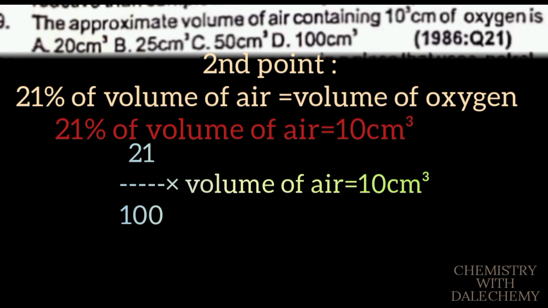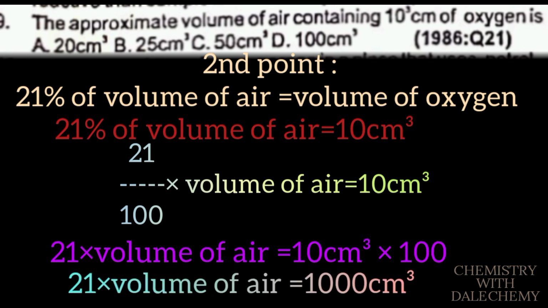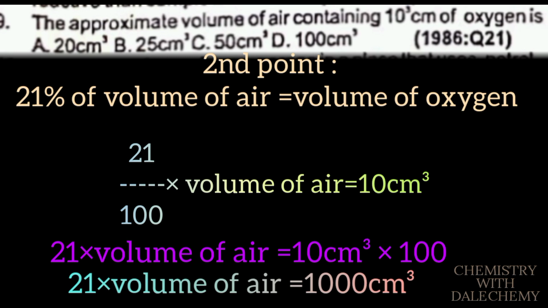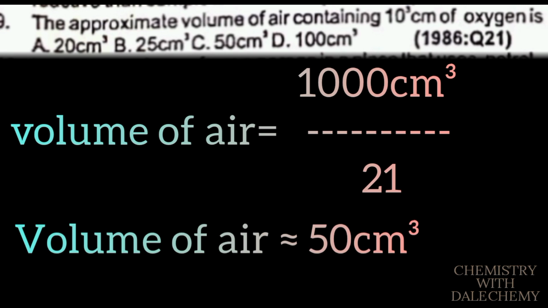So if you cross multiply, you have 21 multiplied by the volume of air is equal to 10 multiplied by 100. So which means 21 times the volume of air is equal to 1000 cm cube. So when you divide both sides, you have 1000 cm cube divided by 21, which is 1000 divided by 21. So which gives 47.6, which is 50 cm cubed approximately. So option C is correct.